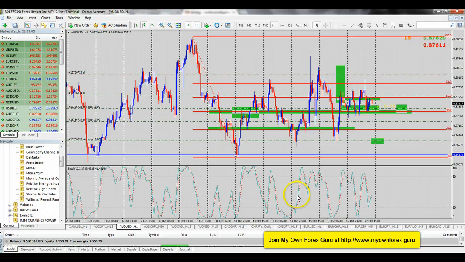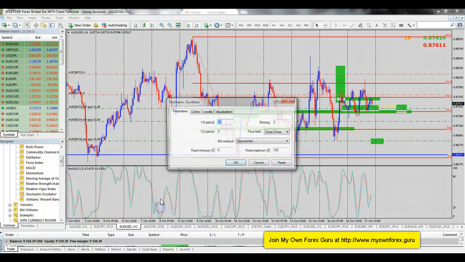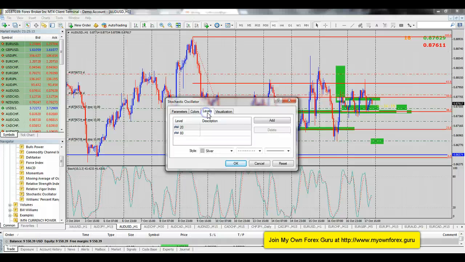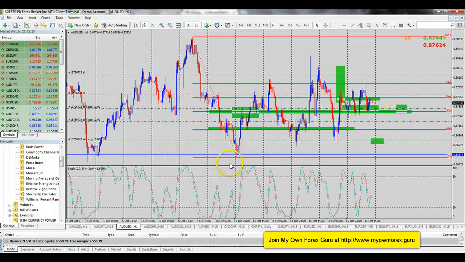So stochastic, RSI, CCI, all those things are the same. They show you conditions where it's either overbought or oversold. And you need to add those levels in here. 20 and 80, or 79 and 21, are the areas which show you, okay, the market is in an area where it's overbought or oversold. Now start looking for changes.